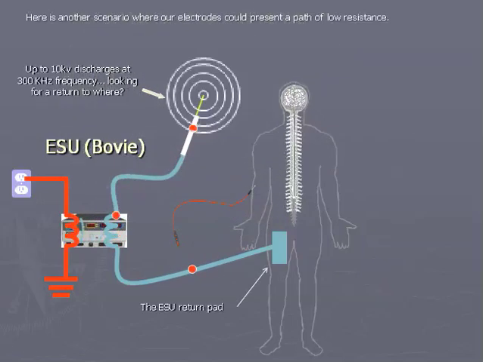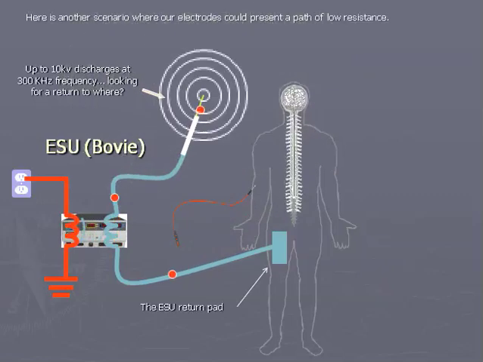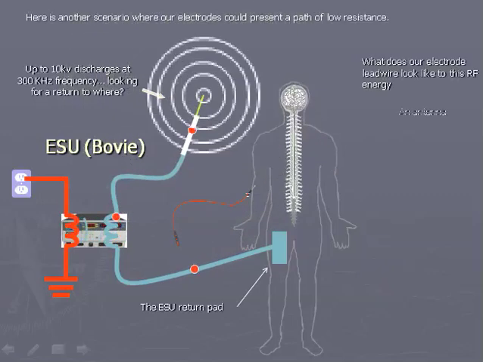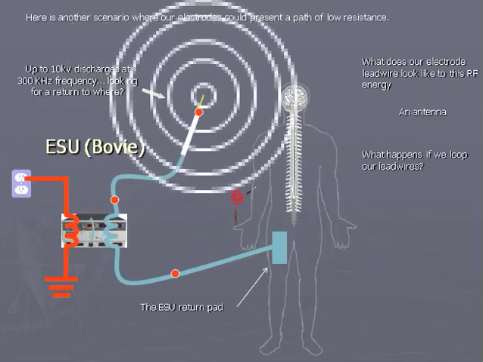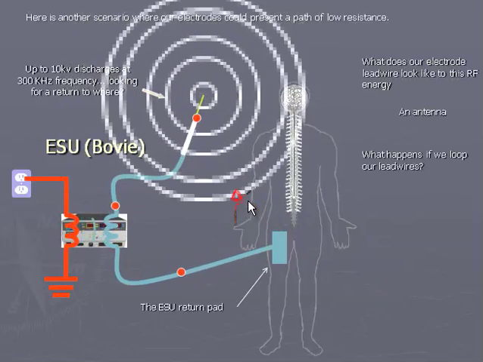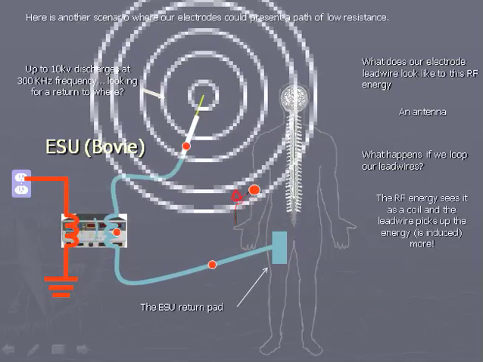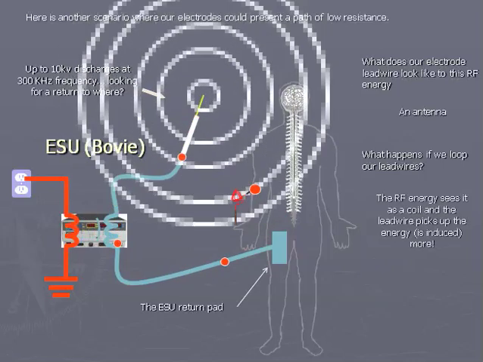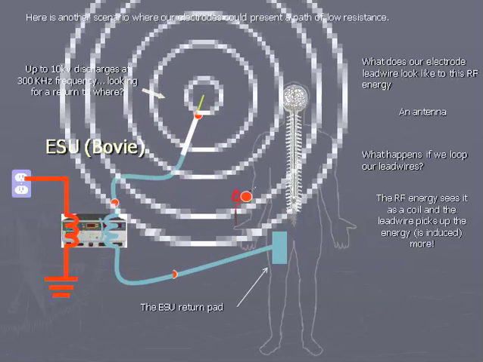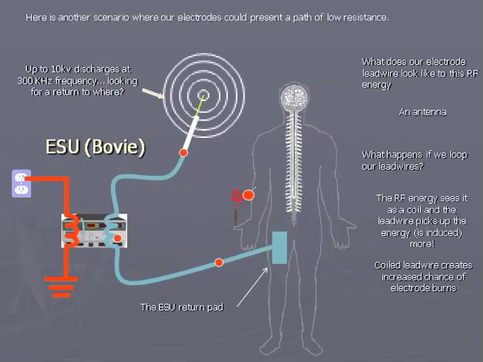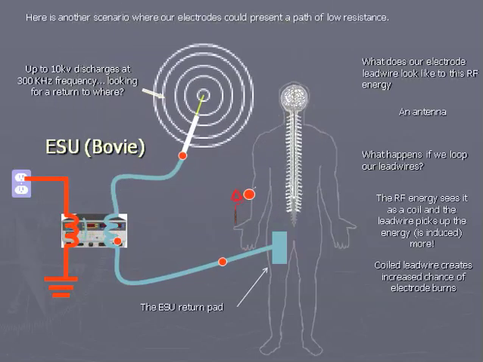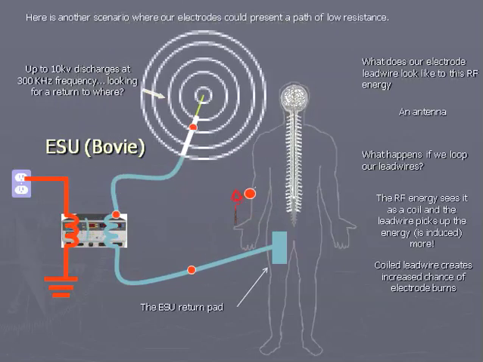What does our electrode lead wire look like to this RF energy? An antenna. What happens if we loop our lead wires? The RF energy sees it as a coil, and the lead wire picks up the energy, or you could say is electrically induced more. Coiled lead wire creates increased chance of electrothermal electrode burns from the ESU energy.